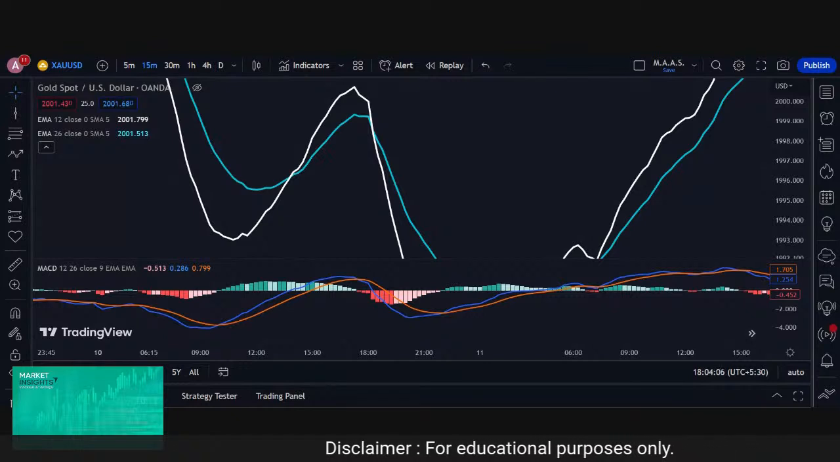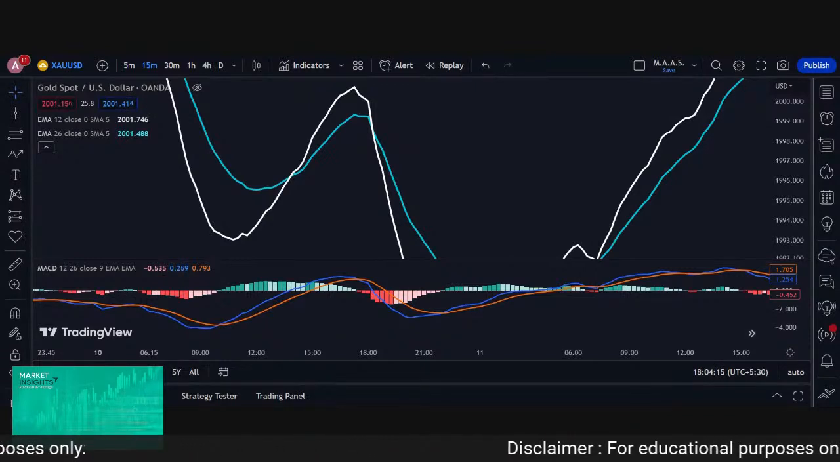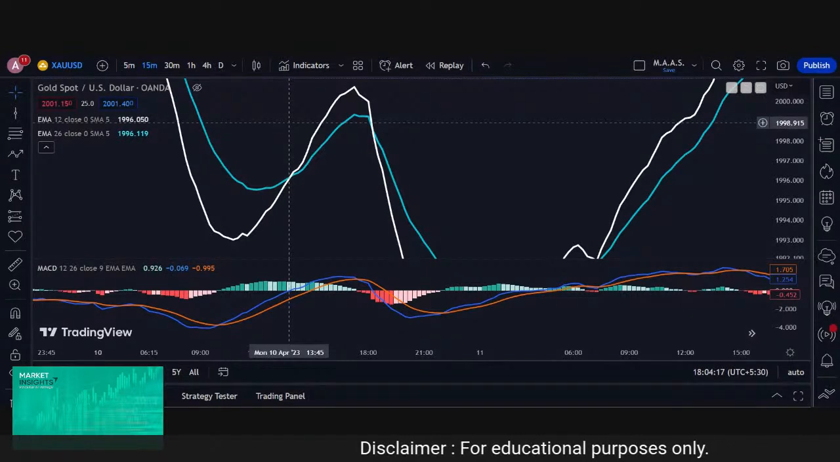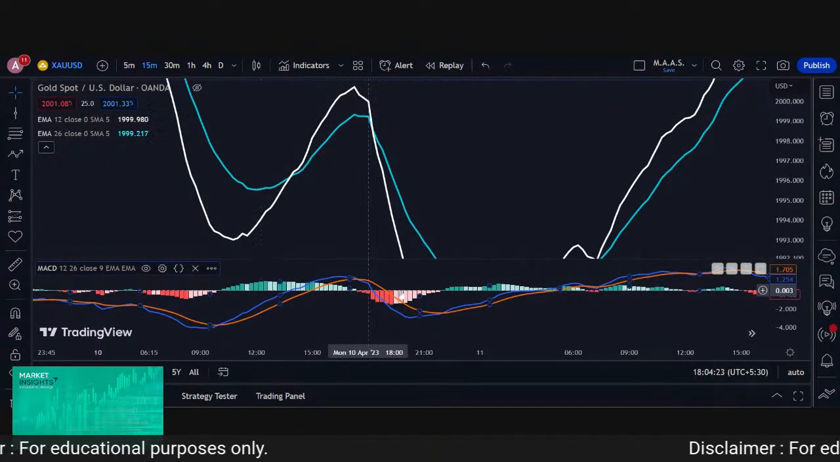Blue line is capturing the difference between these two lines. So at convergence, the reading of the MACD will be zero. Okay, the reading of the MACD will be zero. Now in this case, zero line is in between.